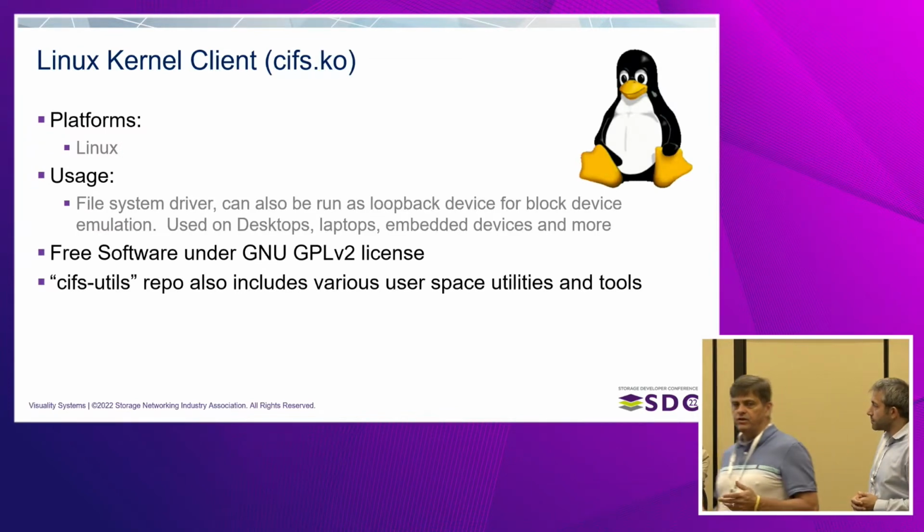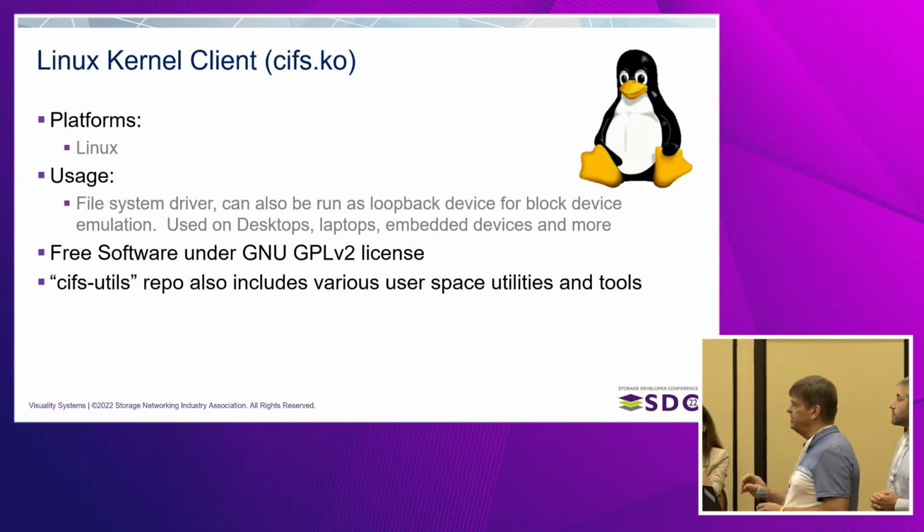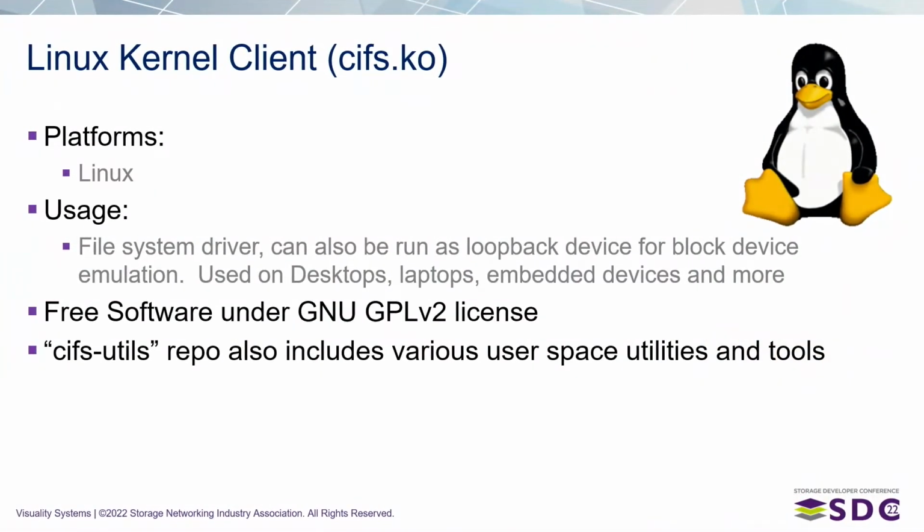Now I maintain the kernel client, which is a completely separate code base from Samba. There's a tiny bit of user space code shared, but very different. It's under the GPL v2 license, like the rest of the kernel. And there's a cifs-utils repo that has things like ACL management utilities and some other things. Completely different from Samba, this is the kernel file system driver that allows you to get transparent access to files as if it's a local file system.